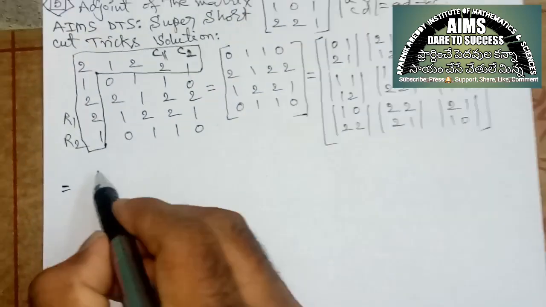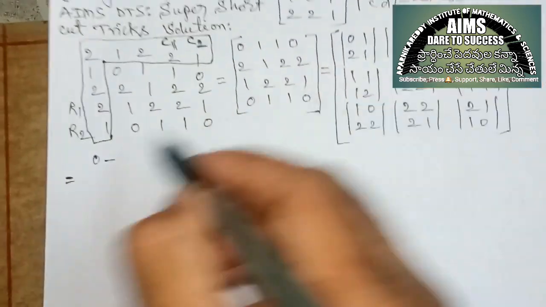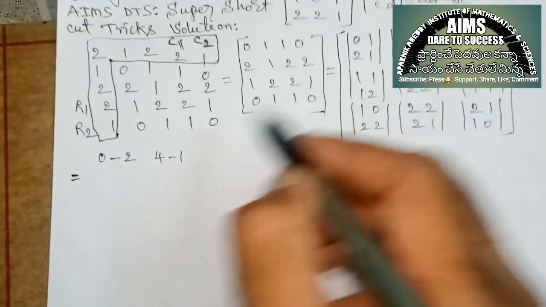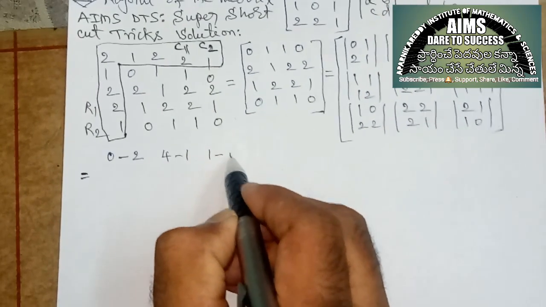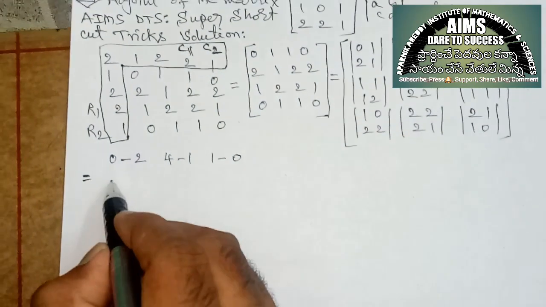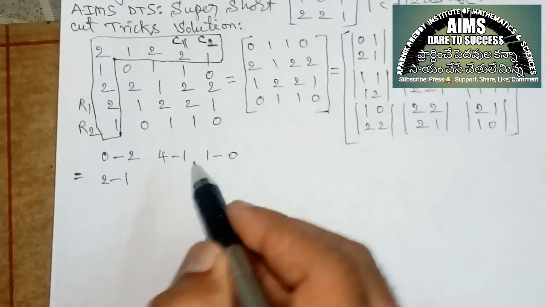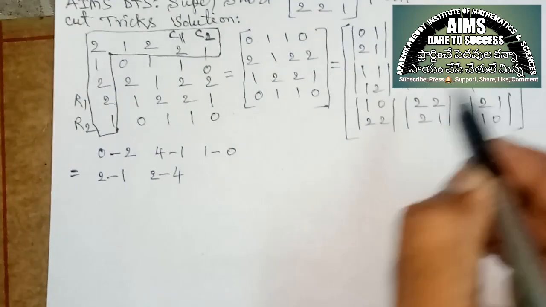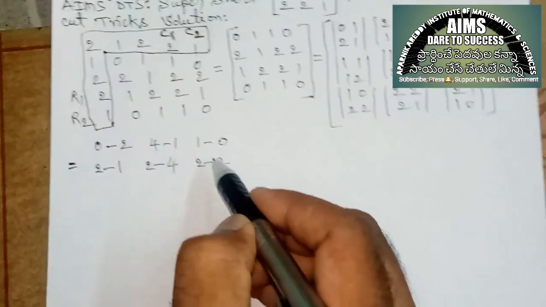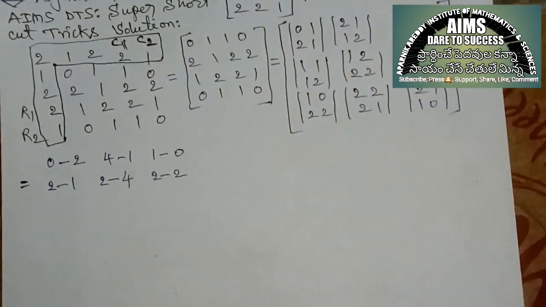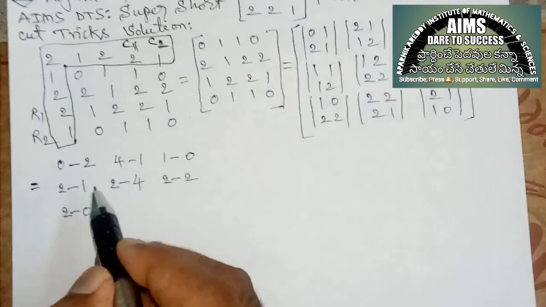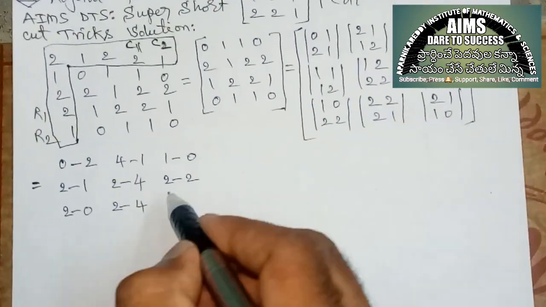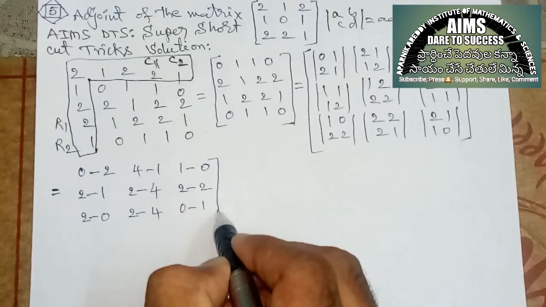AD minus BC formula: 0 into 1 is 0 minus 1 into 2 is 2. 2 into 2 is 4 minus 1 into 1 is 1. 1 into 1 is 1 minus 0 into 2 is 0. Next 1 into 2 is 2 minus 1 into 1 is 1. Next 1 into 2 is 2 minus 2 into 2 is 4. Next 2 1s are 2 minus 2 1s are 2. And last, 1 2s are 2 minus 0 into 2 is 0. 2 1s are 2 minus 2 2s are 4. And 2 zeros are 0 minus 1 1s are 1.